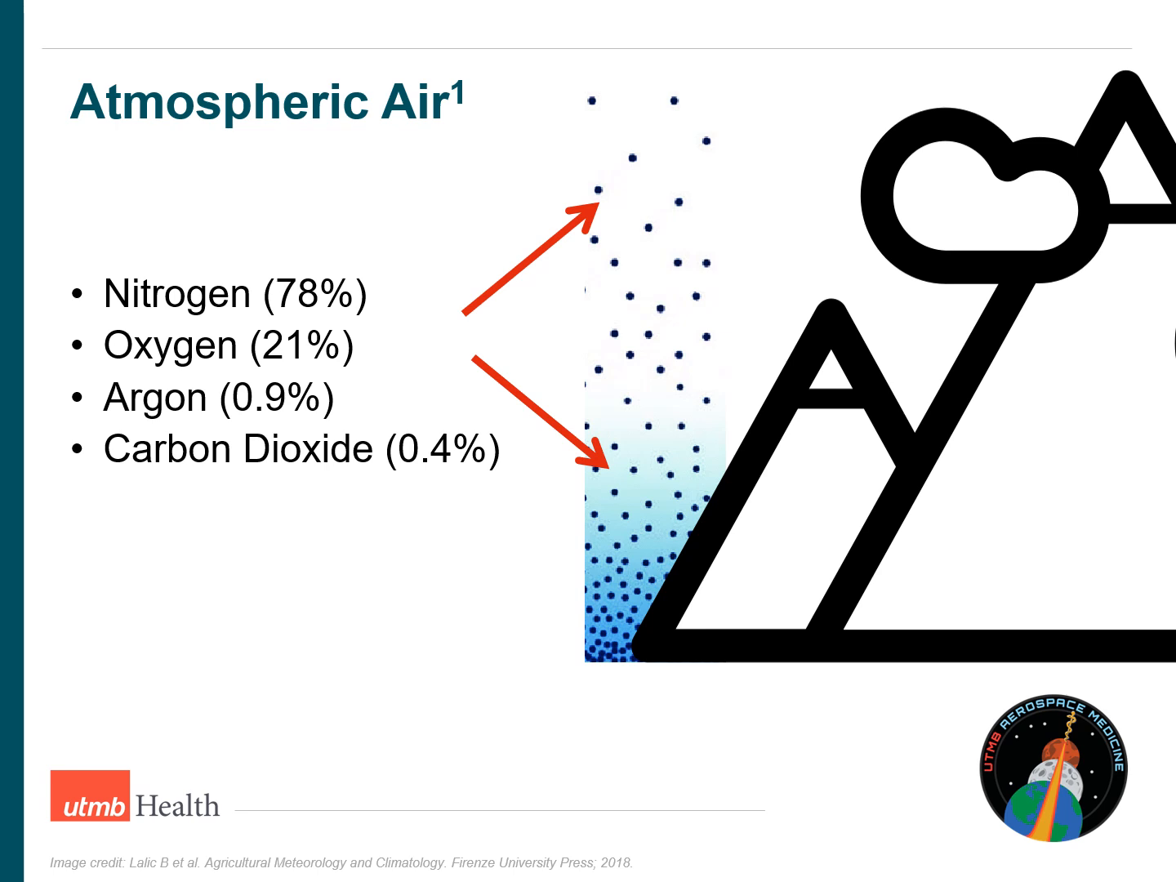Decreasing pressure with increasing altitude results in the molecules of gas being more spread out, also known as decreased air density. This is what is referred to when you hear the colloquial phrase, the air is thinner.